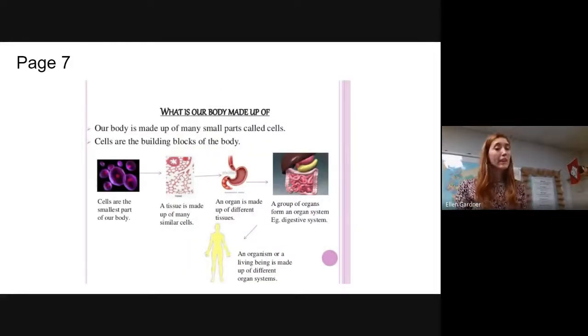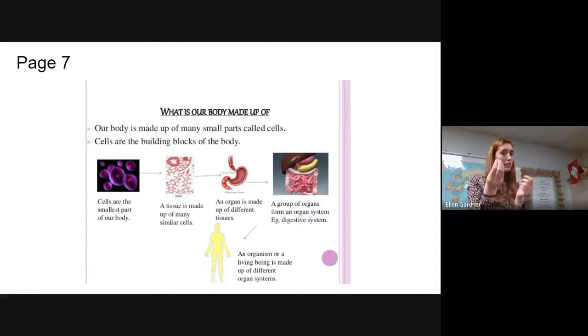So our body is made up of many, many small parts called cells. Cells are called the building blocks of the body. So they are the smallest part of our body. And tissue is made up of lots of similar cells. So there are different types of cells, but tissue is what a bunch of similar cells make up. Now, an organ is made up of different tissues.